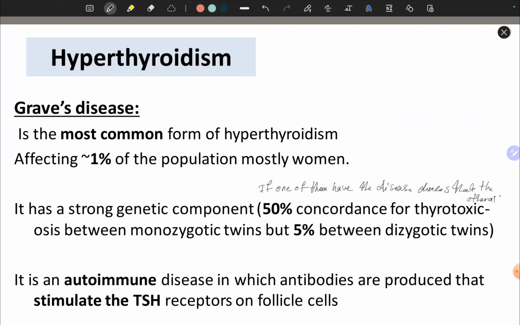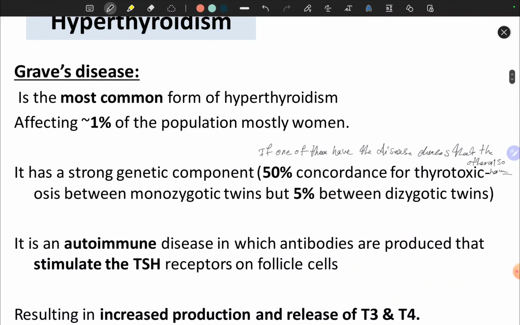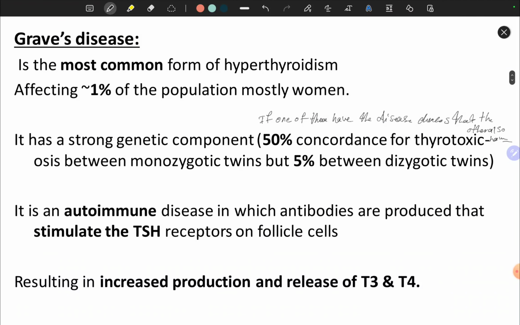You know that on the follicle we have the TSH receptor, yeah? The antibodies attach to the receptor and stimulate the cell to produce more hormone, as if it were TSH binding it. Antibody binding to the receptor stimulates it, resulting in increased production and release of hormones.